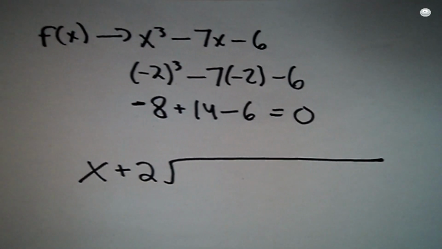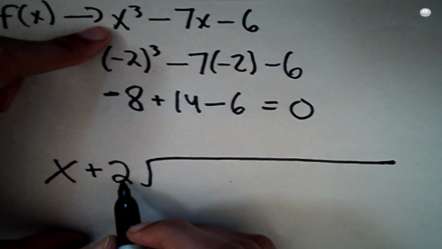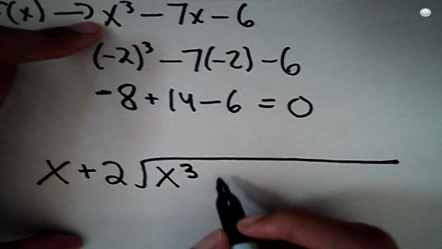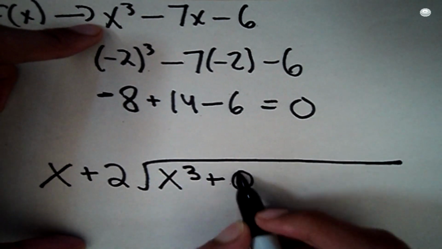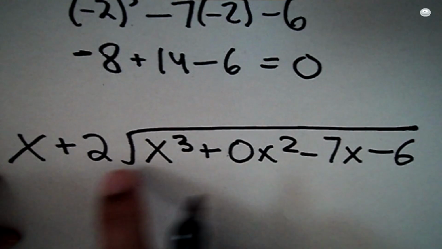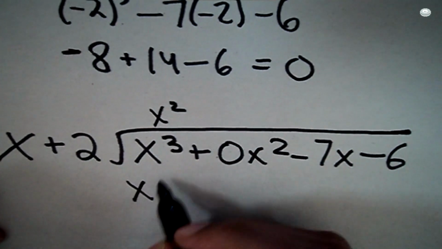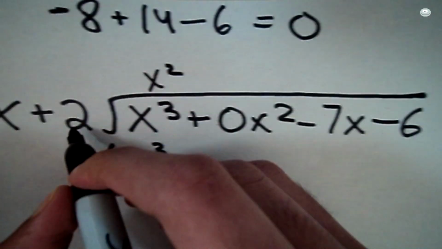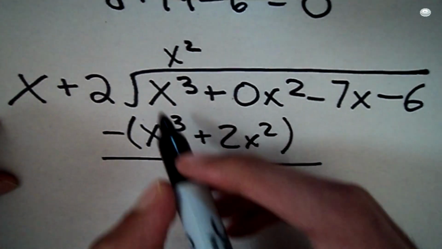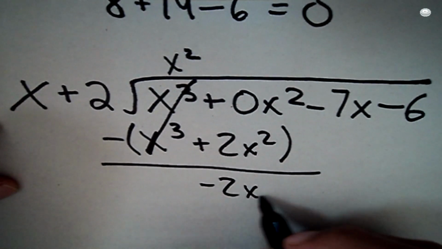We will reduce the number of terms using division. So we're going to take x plus 2, which was the first factor, and divide it into the original equation, which was x cubed, but now I'm just going to add 0x squared, and then the rest will be the same, minus 7x minus 6. x squared goes in: x squared times x is x cubed, and x squared times 2 is 2x squared. Now when you subtract, this cancels out, and you have negative 2x squared remaining.